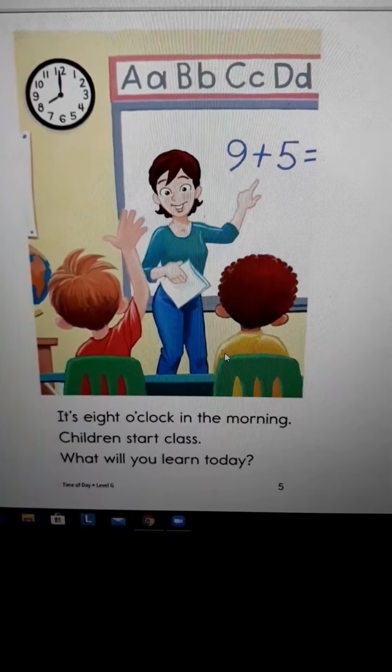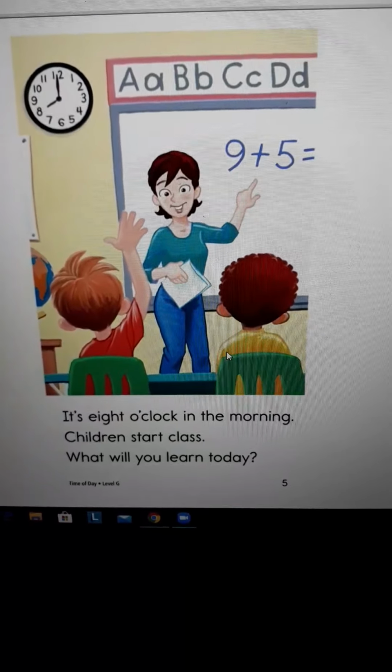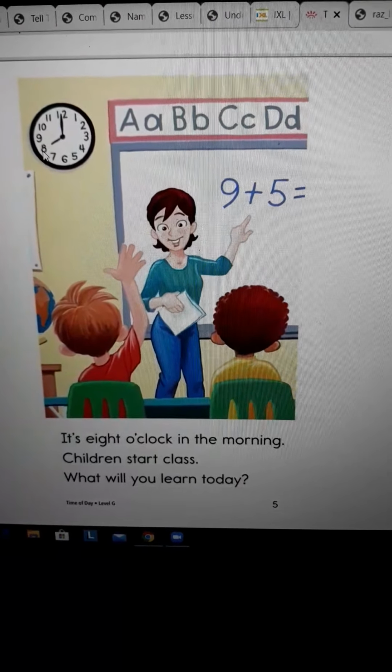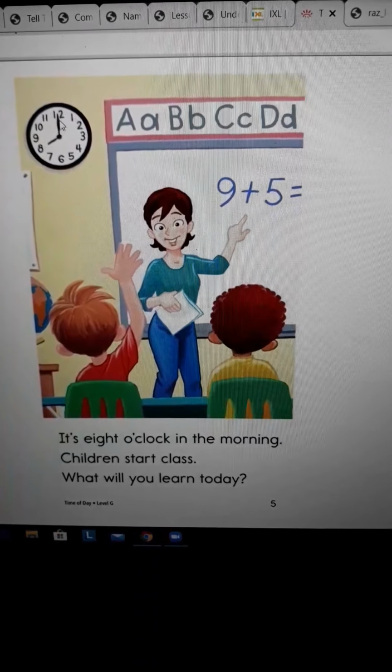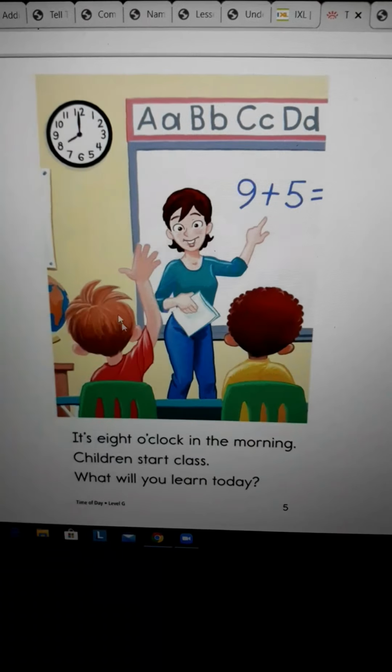It's 8 o'clock in the morning. Children start class. What will you learn today? So look at the clock again over here. The hour hand is touching the 8, and the minute hand is touching the 12. So whenever it touches the 12, it's a double zero. So it's 8 o'clock.